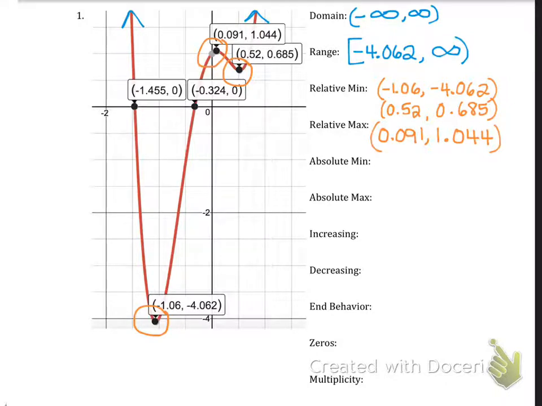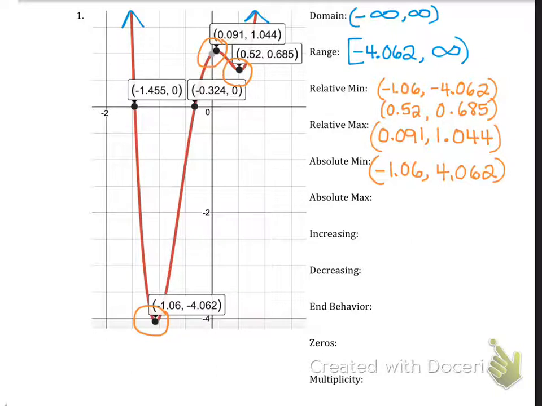Okay, now we need to go back and say, out of all of the 3 that we listed, are any of them the absolute highest or lowest? Well, yes. We have a lowest. We have an absolute minimum. And that is this value right here, the (-1.06, -4.062). So the other one is not, because that one's lower than it.